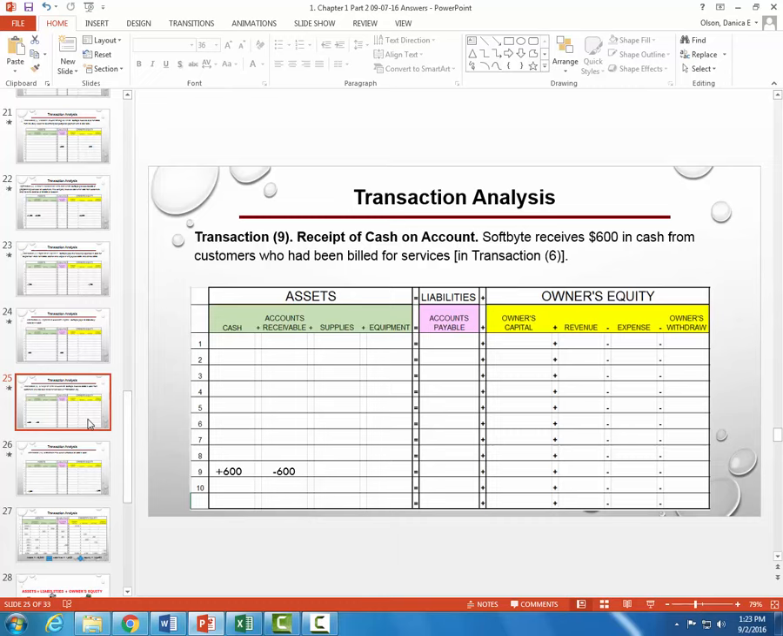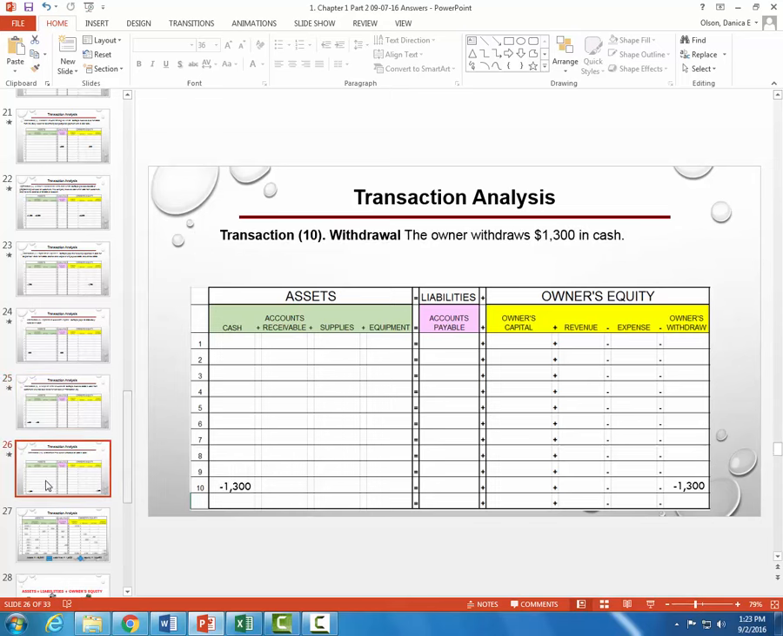Transaction 9. A receipt of cash on account. SoftBite receives $600 in cash from customers who had been billed for services in transaction 6. Because the customers were already billed, this transaction results in cash increasing by $600 and accounts receivable decreasing by $600.